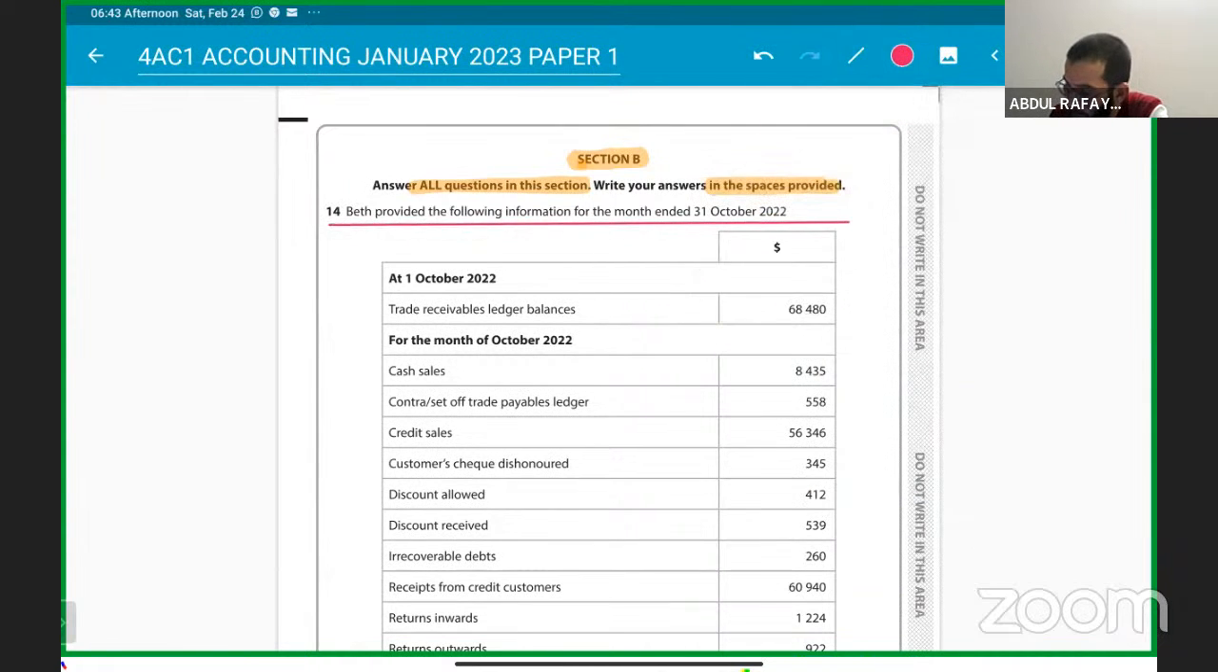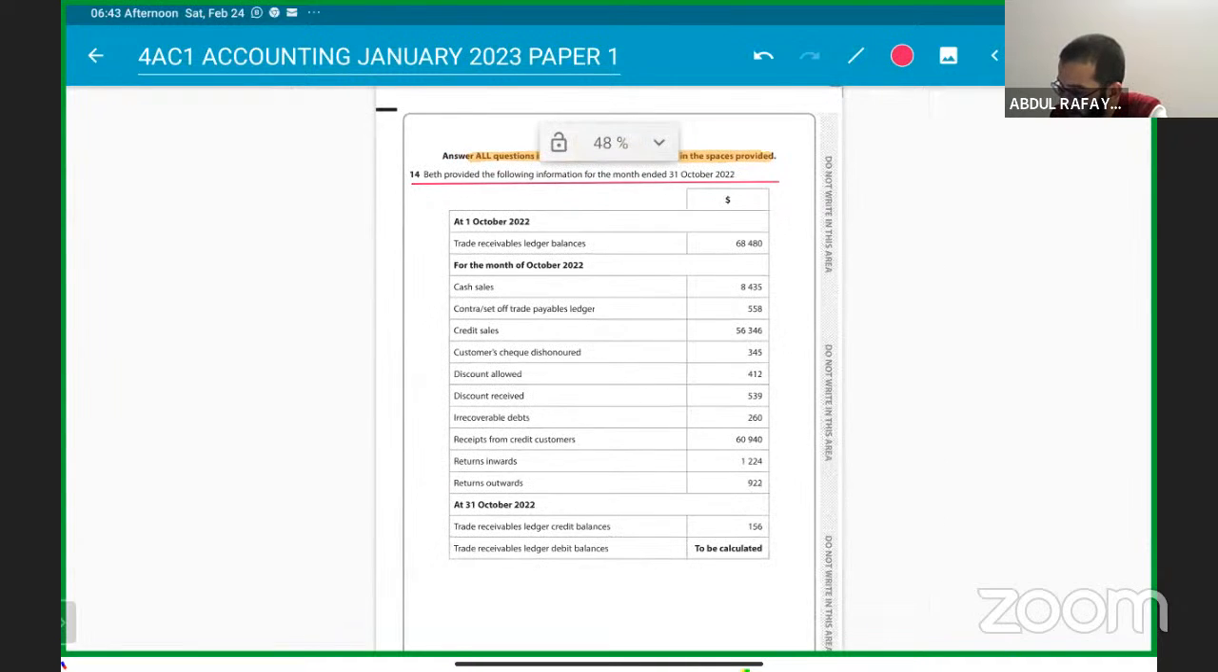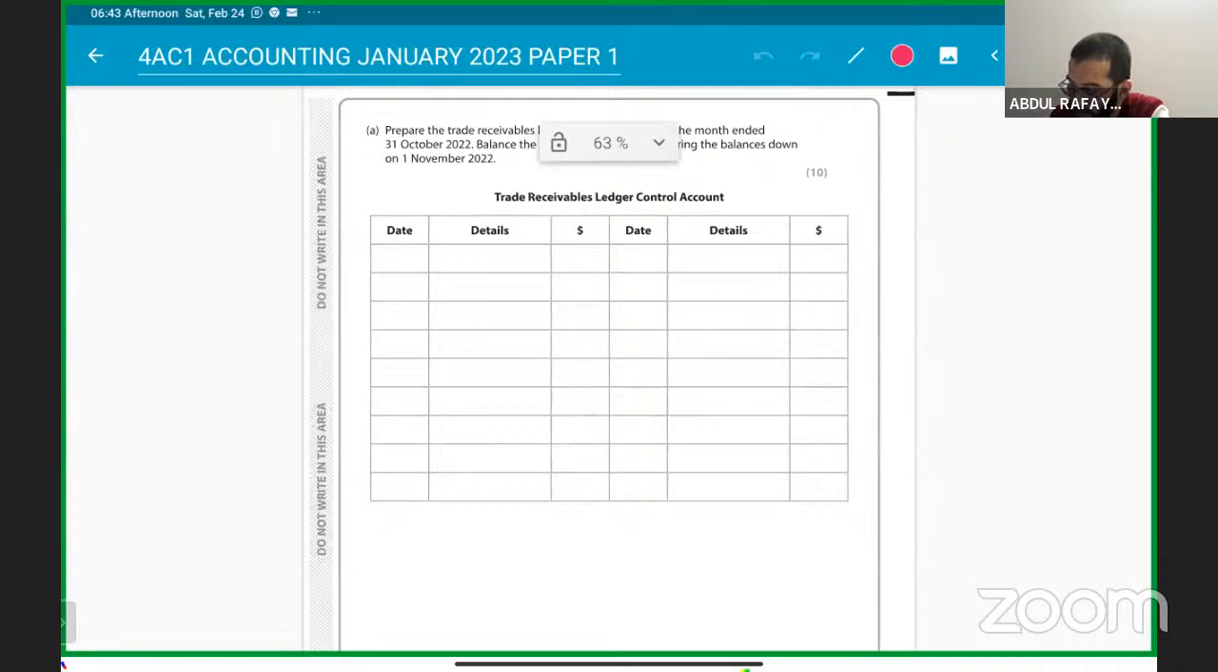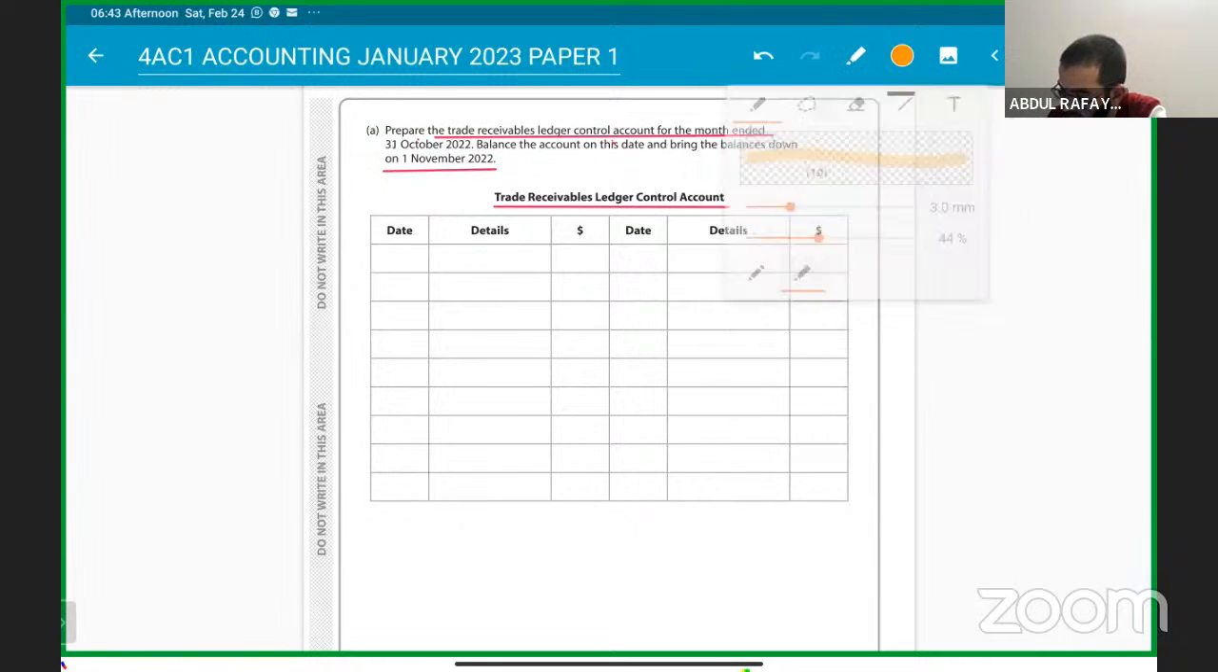Question number 14 is Beth provided the following information for the month ended 31st October 2022. We have all the information given for our trade payables ledger control account. So we have to make a sales ledger control account by preparing the trade receivables account for 31st October and bringing down the balance. So it is good that you will understand the format here as well. It is basically of 10 marks. Okay, got that with me?